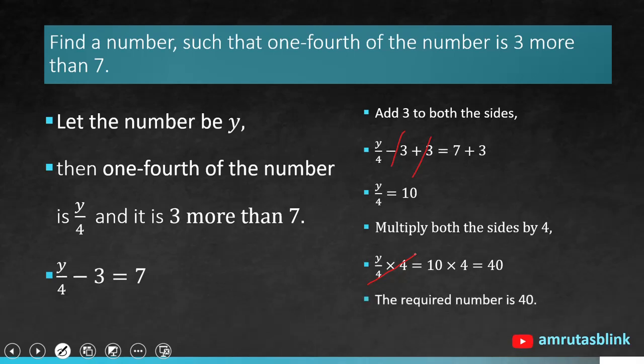We can always cross verify. Let's say 1/4 of the number 40. Now 1/4 of the number 40 is equal to 10, and 10 is 3 more than 7. So our answer is correct.